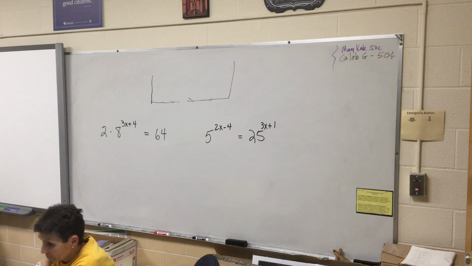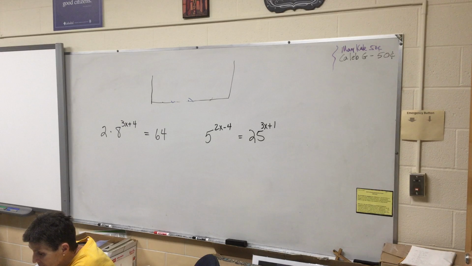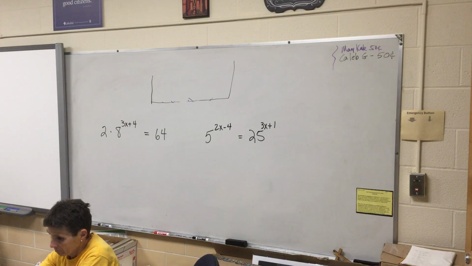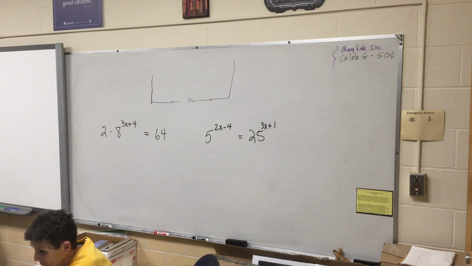I have a question. When you break down, I divided the 2 and got 32. When it's just 8 to the 3x plus 4 equals 32, can you do something with that 32 to make it equal to 8? Not to make it equal to 8. You can break it down, but it's not going to break down to 8.